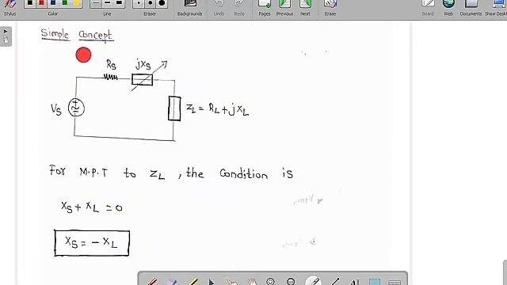Some more simple concepts now we are going to learn. Suppose here this is a circuit. You can see clearly here this is the voltage source, and there is a load of RL plus JXL, but there is an internal impedance RS plus JXS. For maximum power transfer to the load, the condition, as I have already told you, is that the circuit should be purely resistive, then only it can be possible. Therefore XS plus XL is equal to 0, so XS is equal to minus XL. Then only we can say the circuit is purely resistive, and we can get the maximum power transferred from the source to the load.